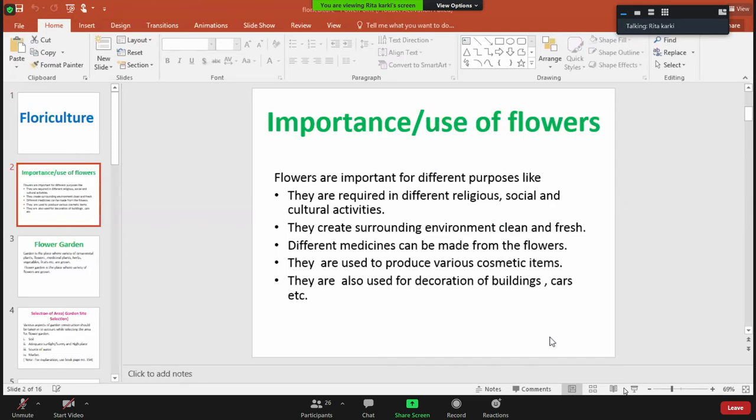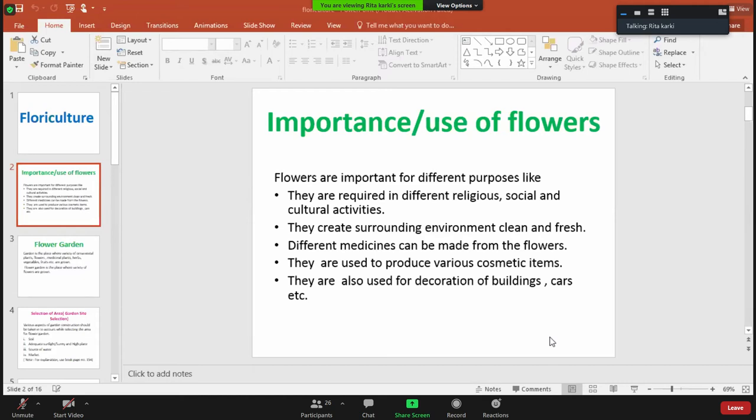Similarly, we can also use flowers for decorative purposes: for the decoration of buildings, decoration of cars during weddings, or even decoration of gardens. For all those purposes, varieties of flowers can be obtained from the market area, or can be grown in the field itself, and used for decorative purposes.